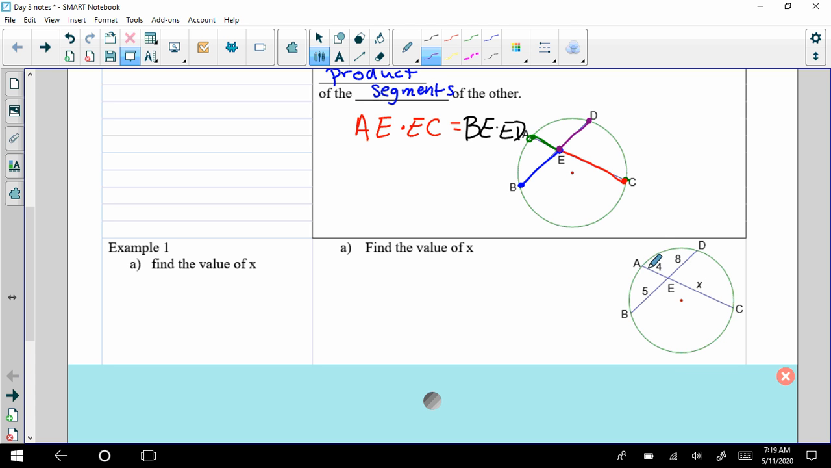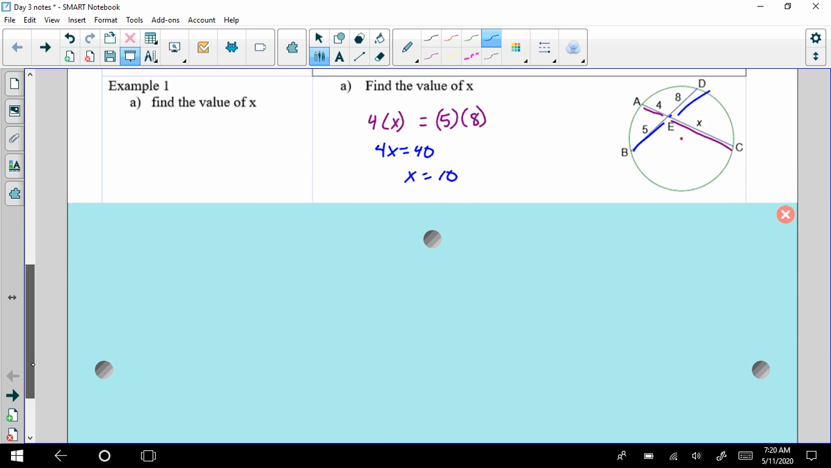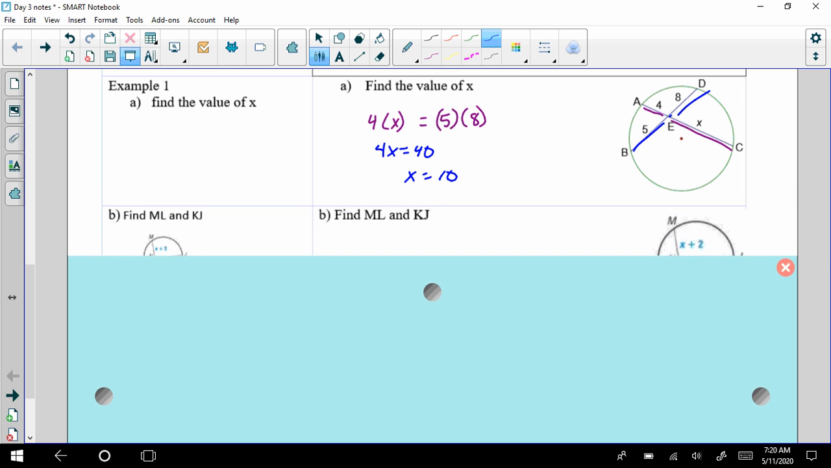All right, these products are equal to each other, and you can use that to then solve problems. And so we have here, to find the value of x, we're going to take 4 times x, because we want AE times EC is equal to BE times ED, so 5 times 8. So this one times this one. I'm just getting that straight from here, BE to ED. So 4x is equal to 40, and x equals 10. All right, and you solve that out. So that one was the basic concept.